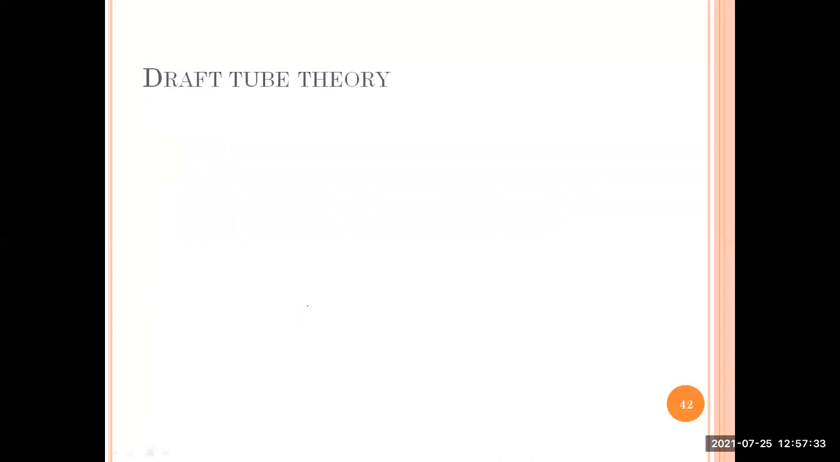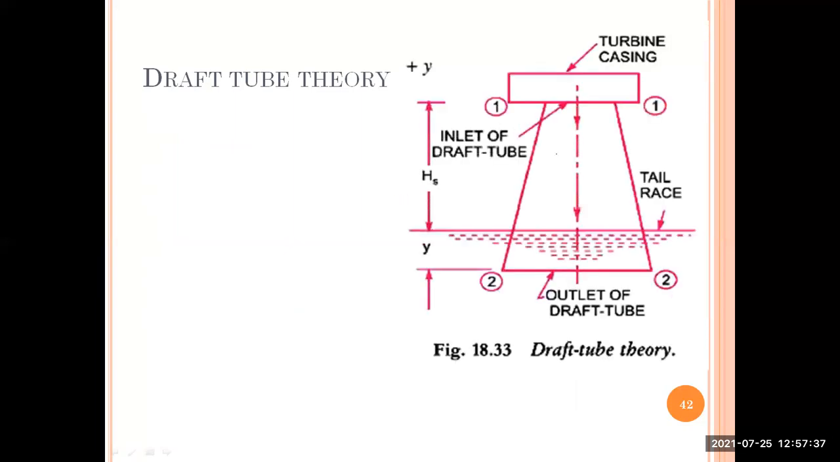And the next you have the draft tube theory. To explain this draft tube theory, let us consider a draft tube. You can see here, one end of the draft tube is connected to the outlet of the runner or turbine, which will act as the inlet. And the other end of the draft tube is kept inside the tail race channel.